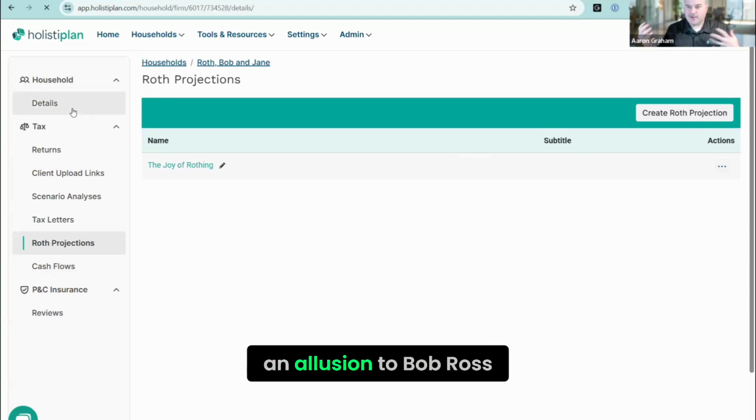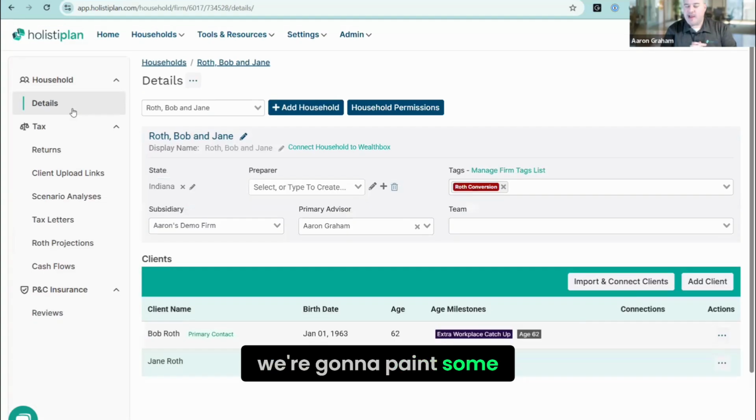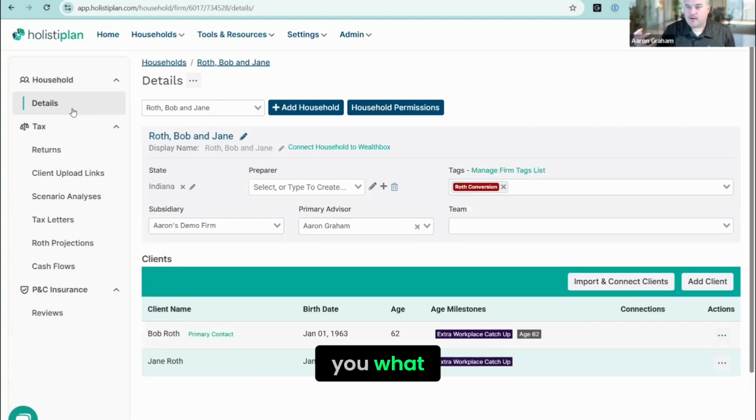Bob and Jane Roth, an allusion to Bob Ross. We're going to paint some happy little Roth conversions here, and just show you what the power of periodic Roth conversions do for your client. Here we have Bob and Jane Roth. Bob is 62, Jane is 60.